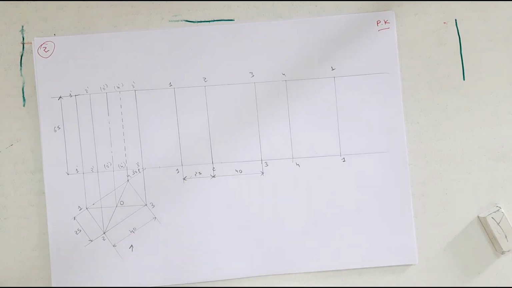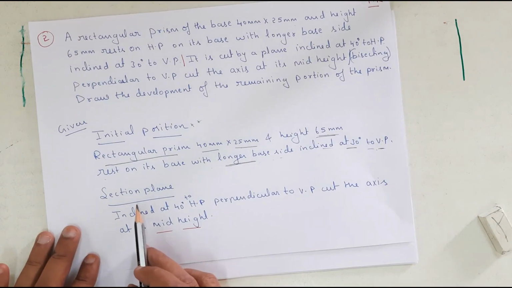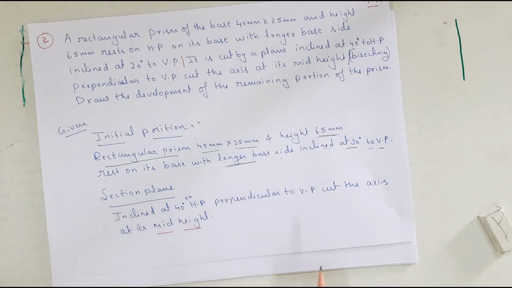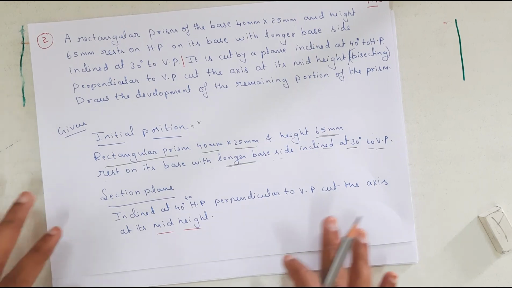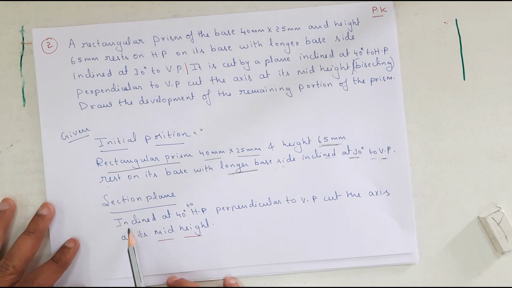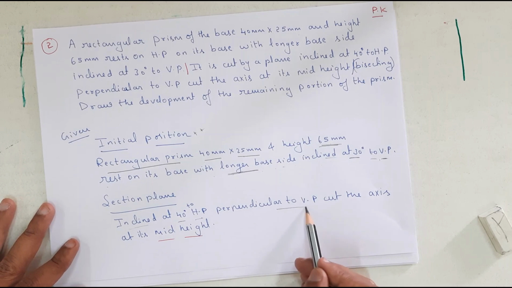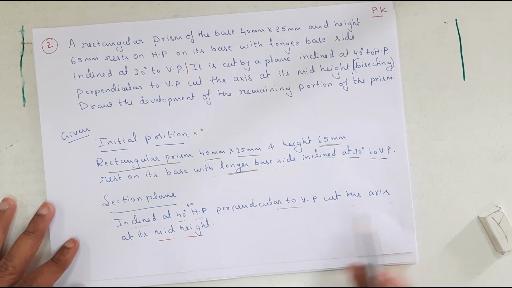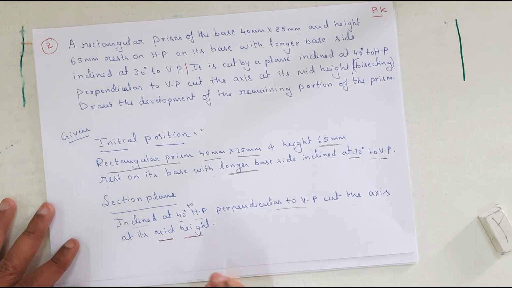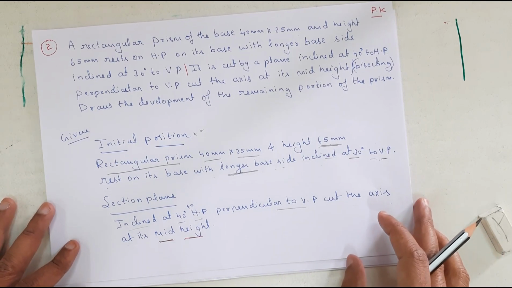Okay. So next step, section plane. See how this section plane is passing through the solid and how it is cutting the solid. So that is what the section plane. This section plane is inclined at an angle of how much? 40 degree to HP and perpendicular to VP. Cut the axis at its midpoint. The section plane is cutting the axis at midpoint.